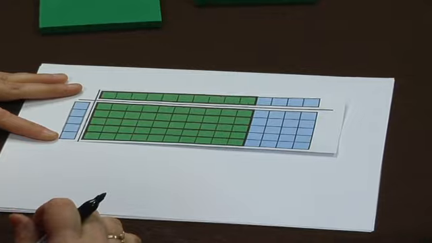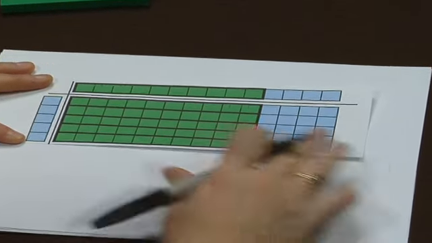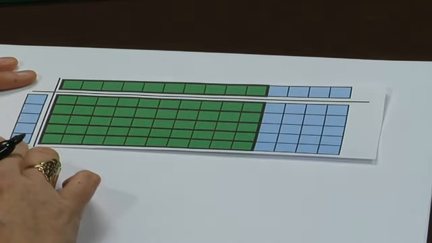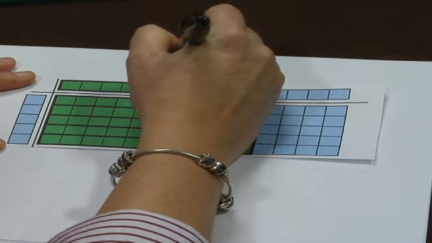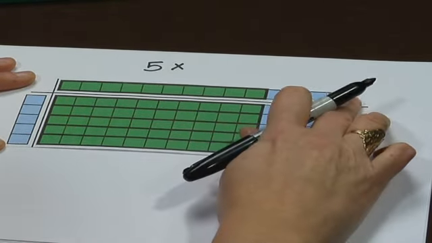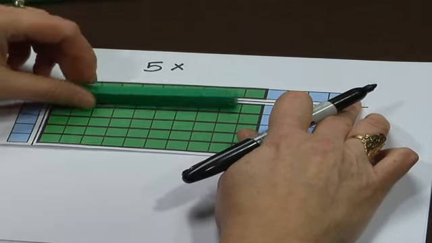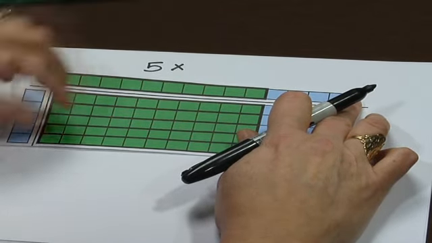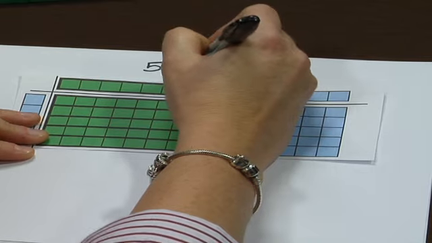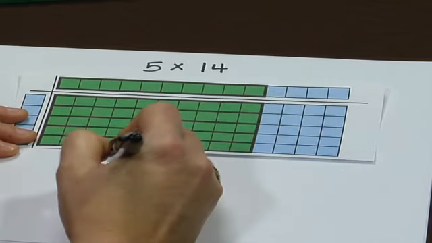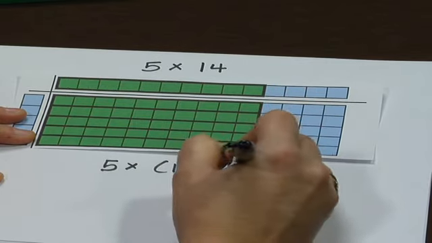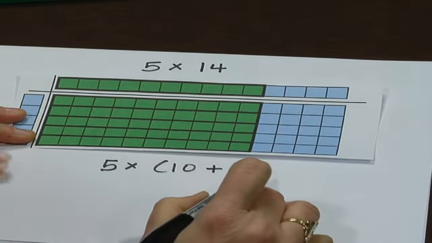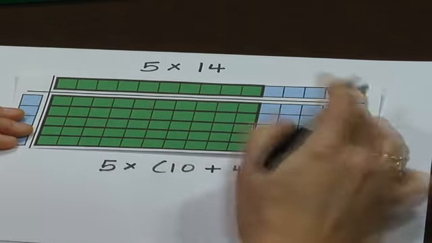Next, we could move to an example such as this, where we're multiplying 5. We can see 5 unit cubes, and 14. We see a tens rod this time, and 4 units. I've broken that down into 2 pieces, the 10 and the 4.